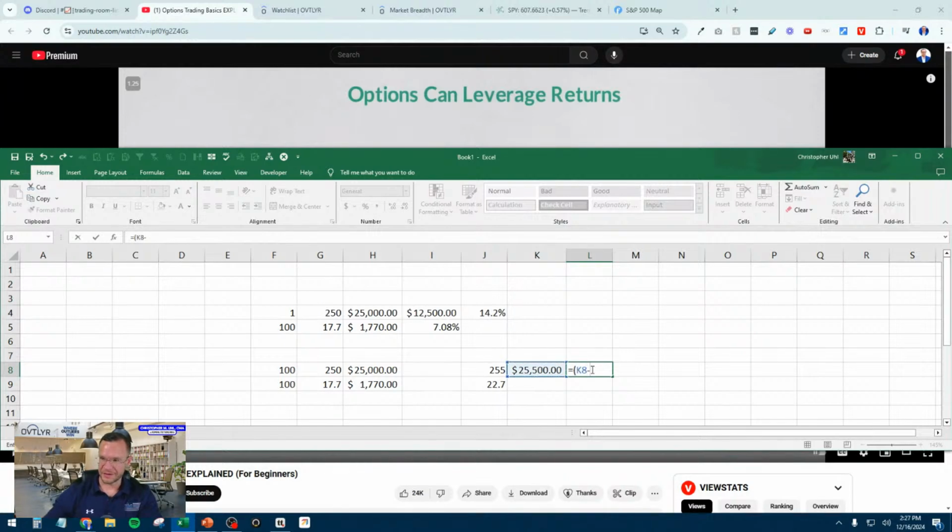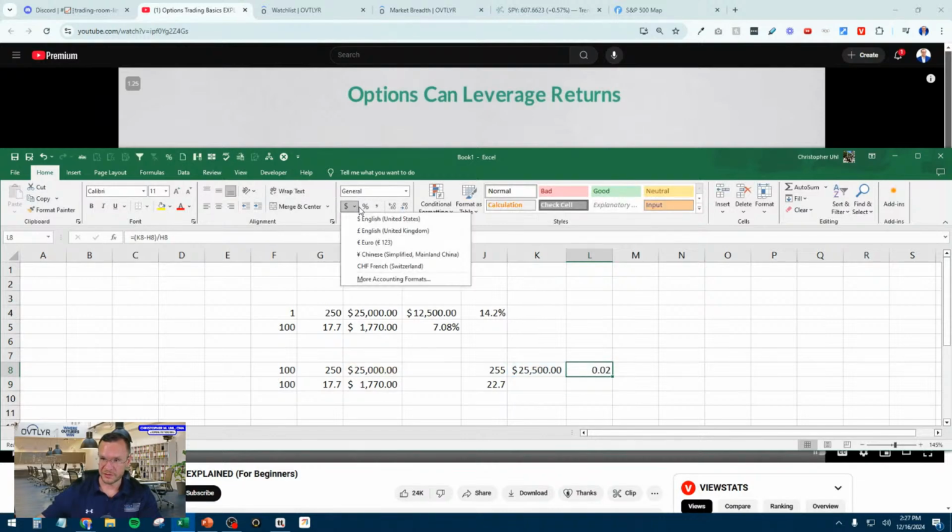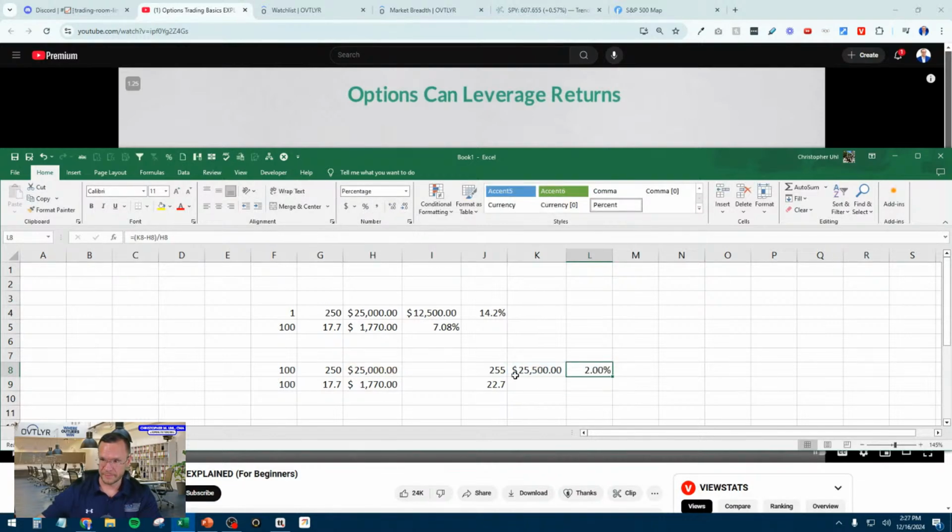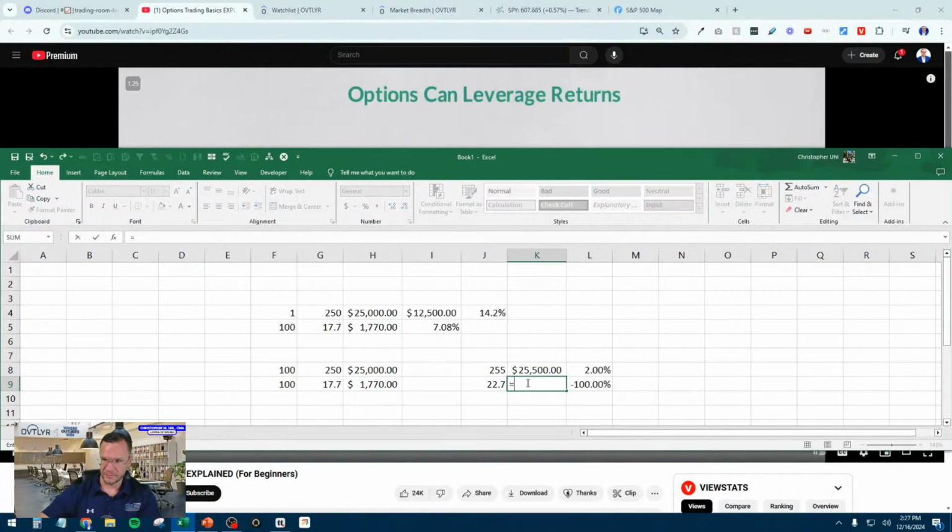New. This is how I remember it. New minus old divided by old. Okay, 2%. Or if this goes up $5, that is this times 100. Yeah, that's a 28% gain there, right?